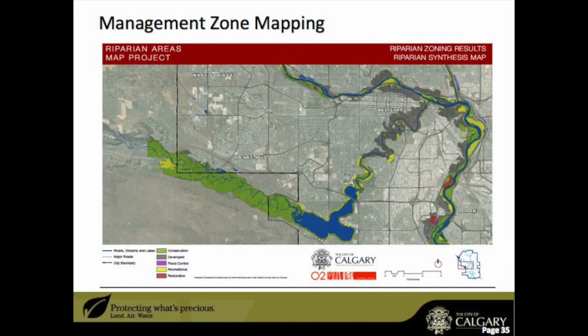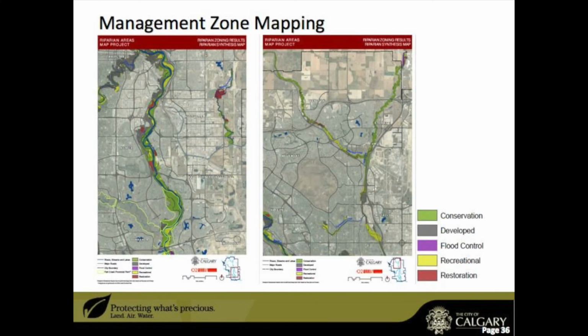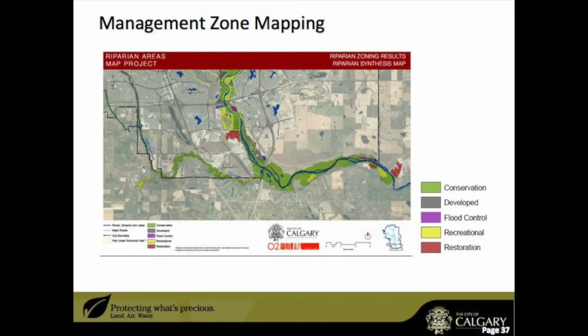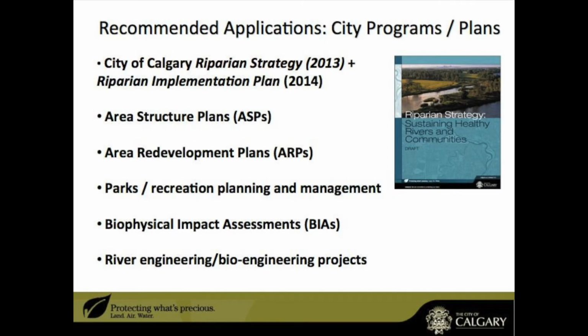So recreation is shown in yellow, restoration in red, conservation in green. The purple, which at this scale you can't see too many of them, but there are a few along the Elbow River there. And then the gray is the developed. So these, just a few more maps, I'll just flash them quickly so we have time for questions.